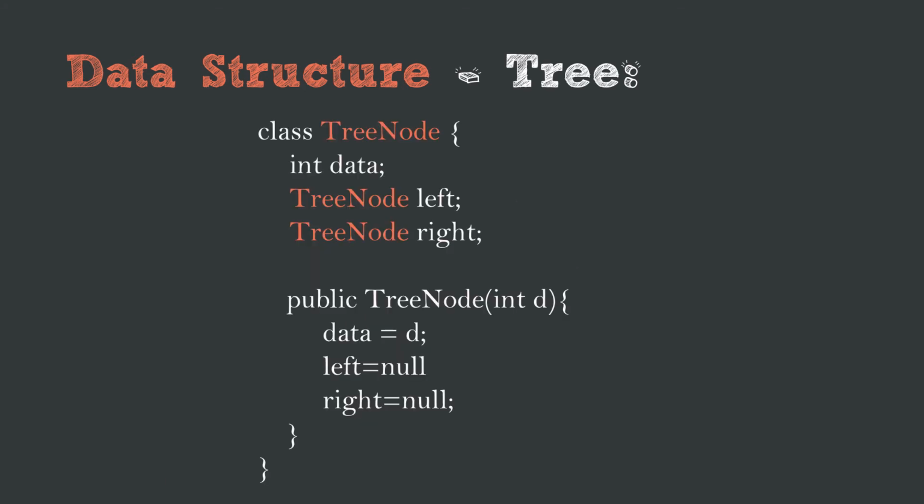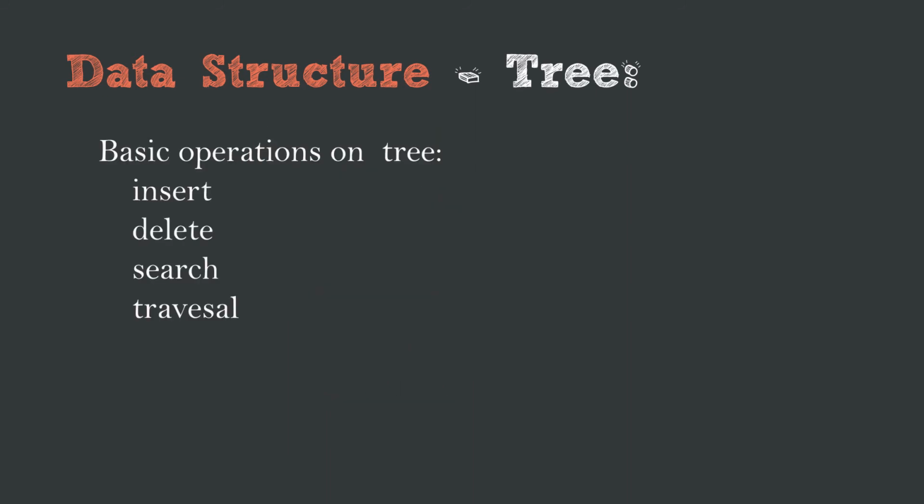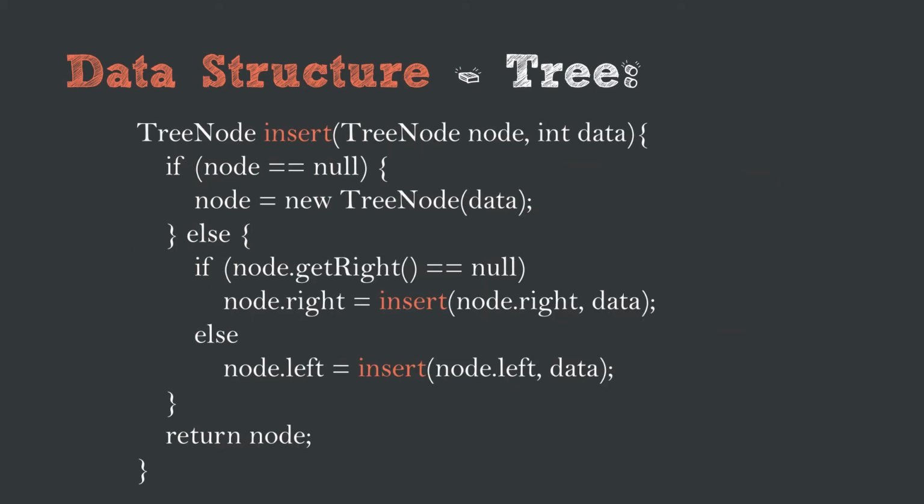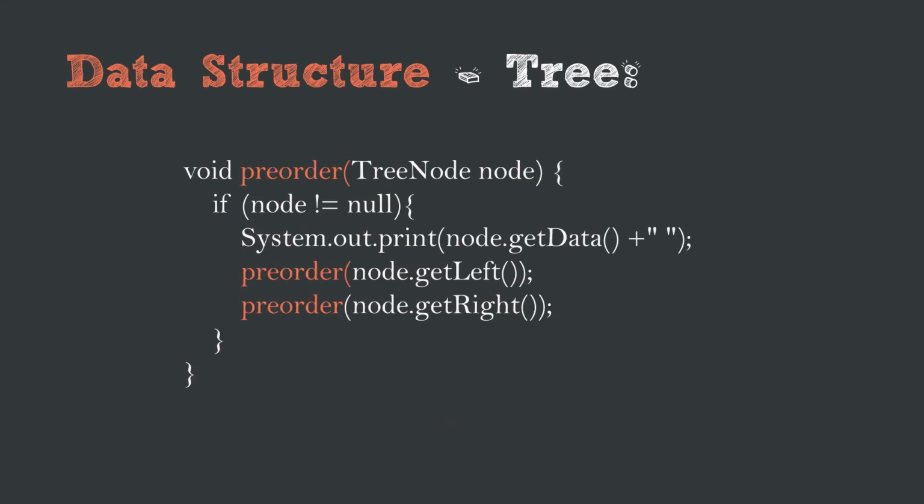The class TreeNode holds the data and links to the child nodes. The basic operations on a tree are insert, delete, search, and traversal. Very often, we use recursion for the implementation. I have introduced recursion programming before. Check out my tutorial, Clean Folder Recursively, with the link below. This is a function to insert data recursively. This is a function of a pre-order tree traversal, recursively.